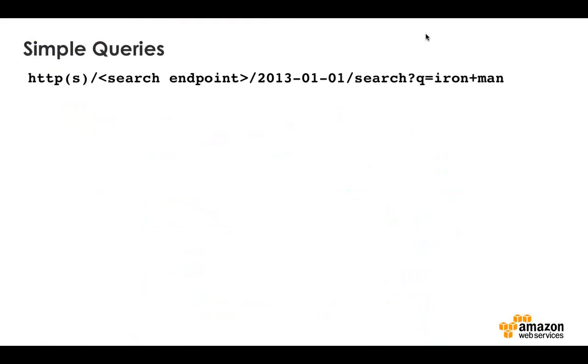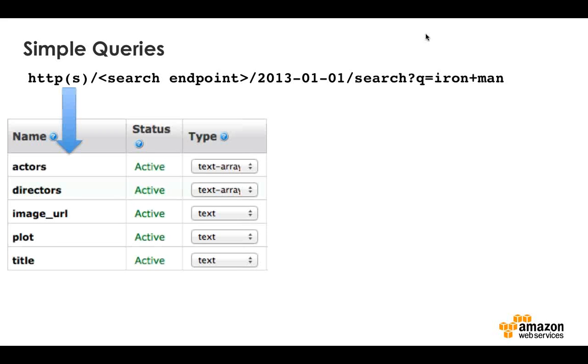As I mentioned, your search domain provides you with two endpoints. The first is the document endpoint. The second is the search endpoint. In this case, we send a GET request to our search endpoint. We use the API version and then the search resource. We use q equals to run a simple search against all of the text fields in the domain. Thinking back again to the fields that we have: actors, directors, an image URL, a plot, and a title. These are all configured as text fields.